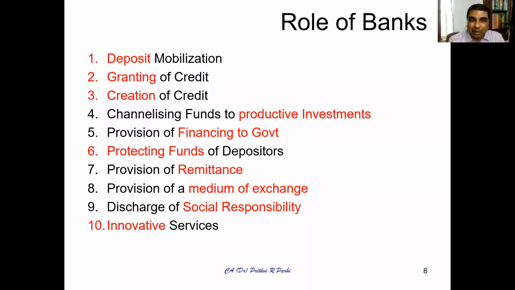Various kinds of deposits are available depending upon the need of the people, and the returns offered or the incentives offered by banking systems are different, depending upon the safety and depending upon liquidity. Interest rates will be different.